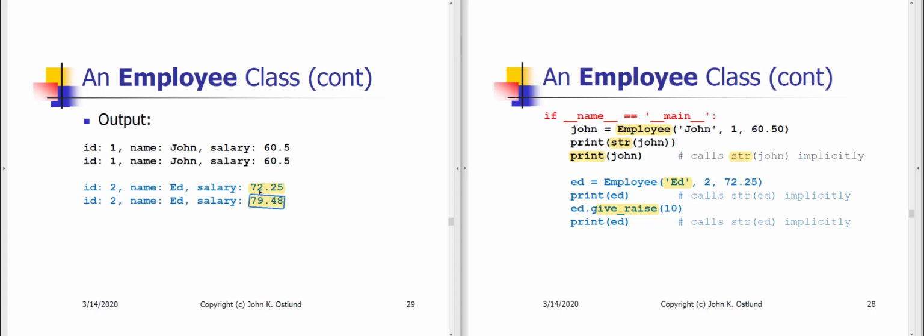72.25 plus 7.225 is going to give us exactly 79.475. But we can't pay somebody a half a penny an hour, so that gets rounded up to 48 cents an hour.